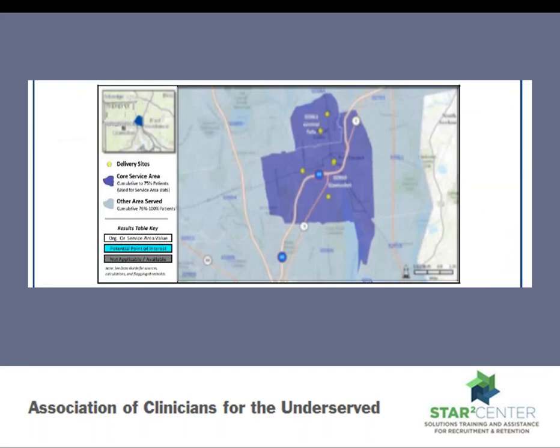The middle section is a map, and again serves to show you descriptive and further definition. The dark blue area is your core service area, and we've defined core service area to mean where you get 75% of your patients at your health center. The little yellow dots you see on the map here indicate where you have your delivery sites.